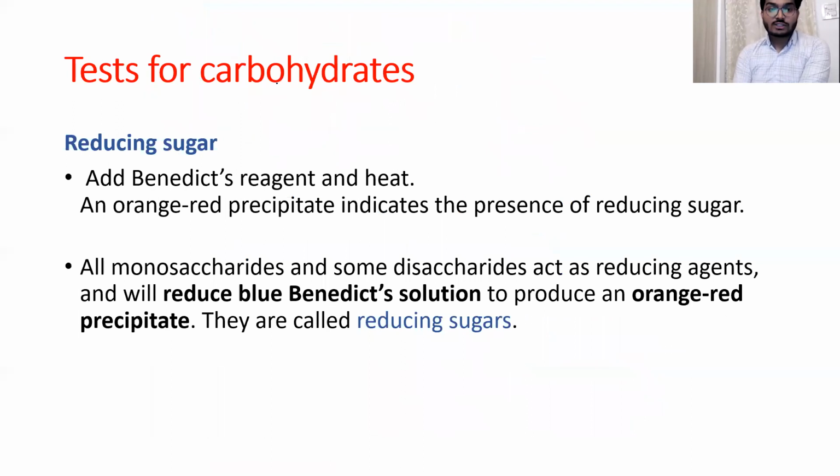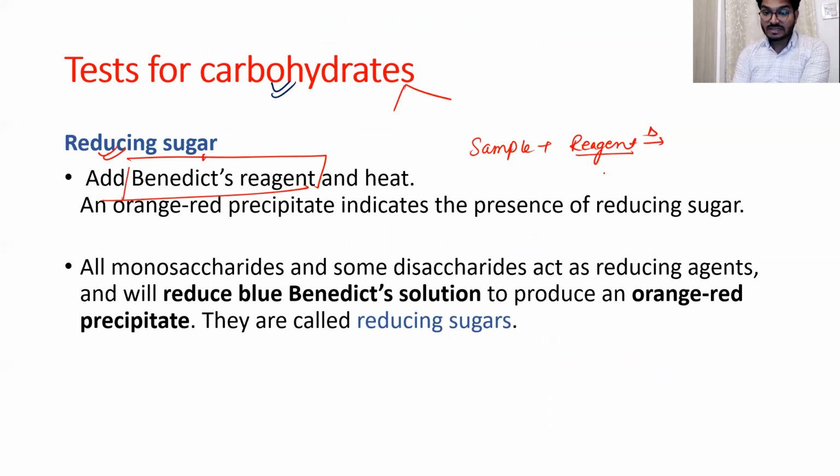Okay, so what are the tests for carbohydrates? Based on the test that we use, we have reducing sugars and non-reducing sugars. Reducing sugars are those sugars which are able to reduce the Benedict's reagent. Suppose you take any sample along with this reagent, the Benedict's reagent, and you just heat it. The reagent has a specific color, let's suppose blue.